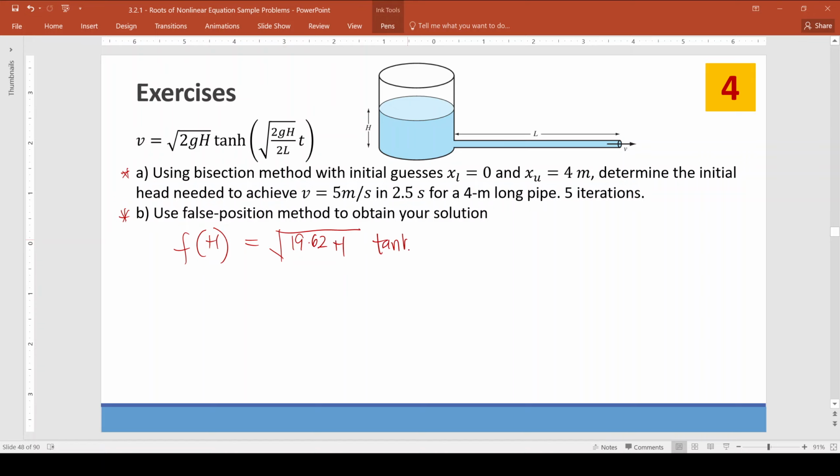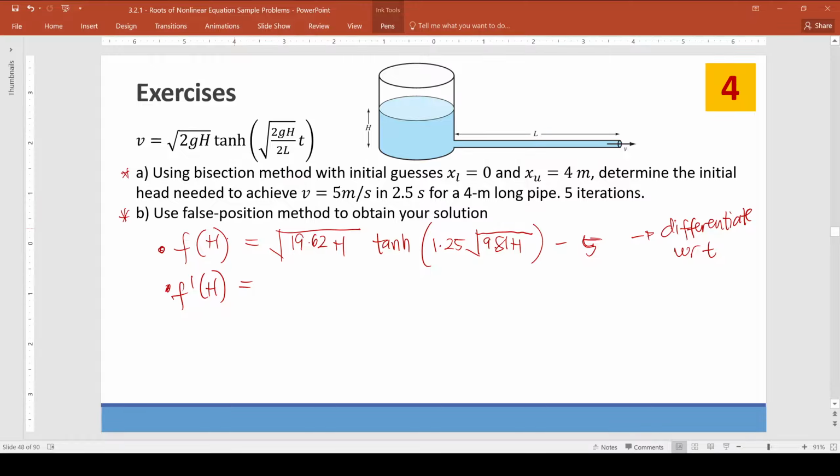Times the hyperbolic tangent of the 1.25 square root of 9.81h, okay, 1.25 square root of 9.81h, and then minus the V, which is 5 meters. And for the first derivative, you apply the product rule. So you're going to differentiate this with respect to the h, differentiate with respect to the h.